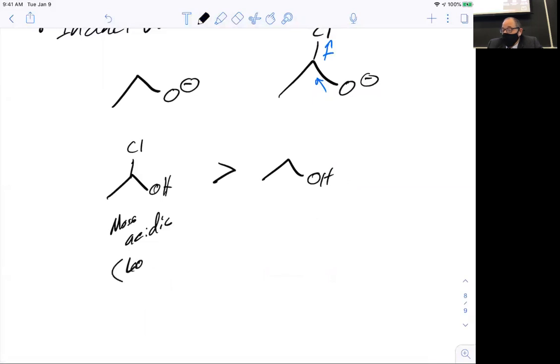And that's another way of saying lower pKa. Right? Where the ethanol might be 15.6, the one with the chlorine might be 15.